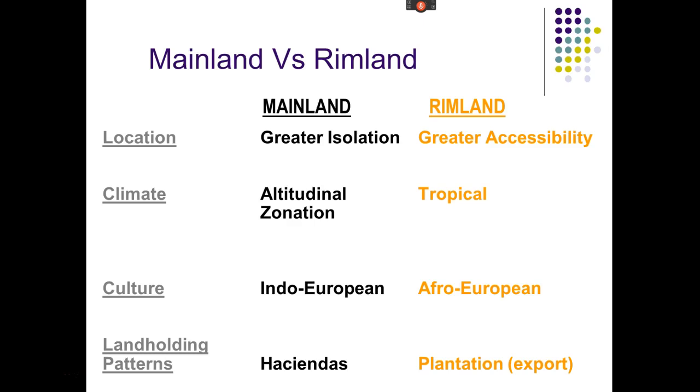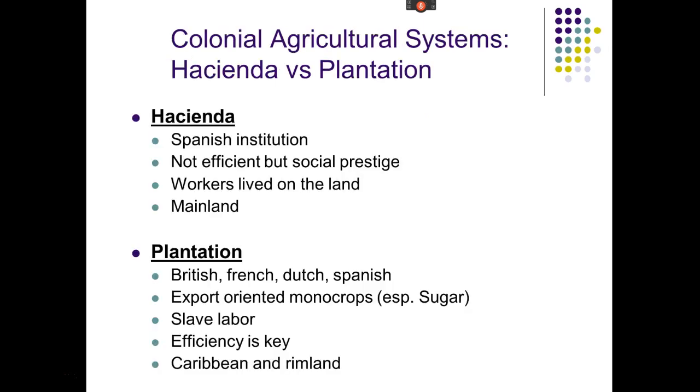Again, the mainland having more of an indigenous and European influence, the Caribbean having more of an African influence, largely because of the import of slaves for plantation agriculture, which were for export. The haciendas were much less efficient and less oriented around export. Again, just to contrast these two predominant agricultural systems.